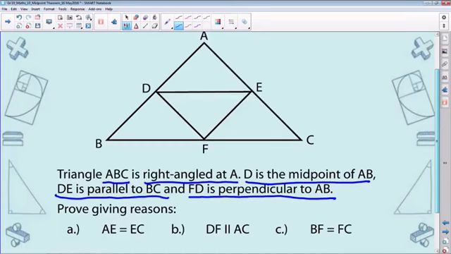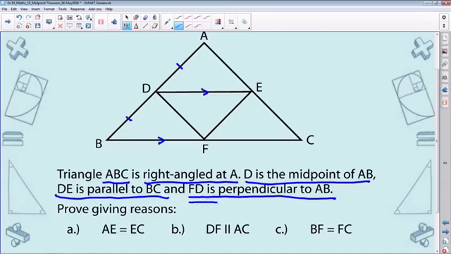So I'm going to draw this in, and I'll start with D is the midpoint of AB, and that means that this side is equal to that side. Then DE is parallel to BC. Now that of course tells me, according to the midpoint theorem, I could probably conclude that those two sides are equal. But it wasn't given to me, so I'm not going to do anything about it now. I'm just going to ignore it.